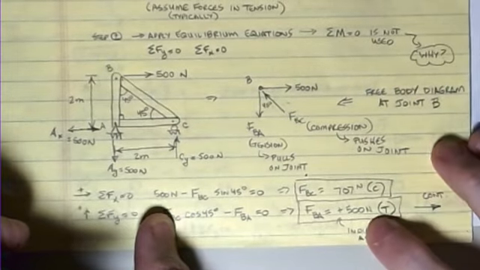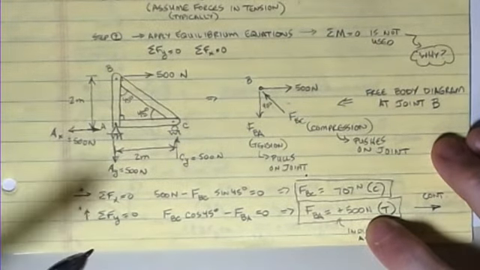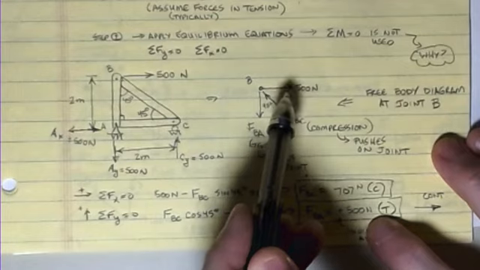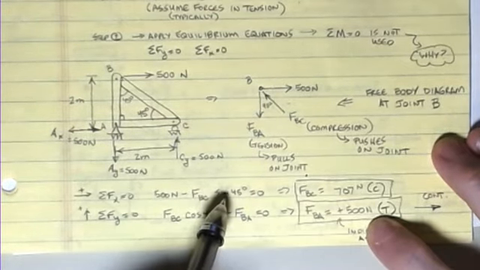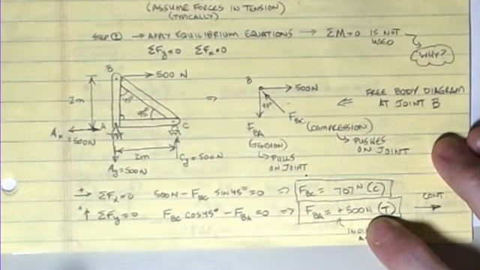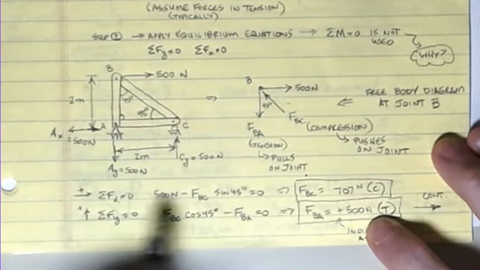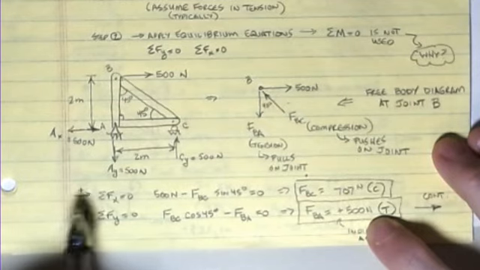Just like what we did before, sum of forces x is 0. If I write my equations, I have 500 Newtons to the right, so that's a positive. I have minus FBC times the sine of 45, which is the horizontal component of this diagonal member. It's negative because, by my sign convention, I'm taking everything to the right as positive.